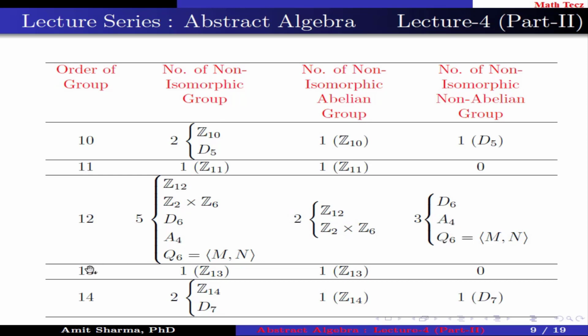Next, if a group has order 13, then the number of non-isomorphic groups and the number of non-isomorphic abelian groups is 1 and the group is Z13, and there is no non-isomorphic non-abelian group of order 13. Again, if a group has order 14, there are two non-isomorphic groups, one is Z14, another is D7, out of which one is a non-isomorphic abelian group which is Z14 and one is a non-isomorphic non-abelian group which is D7.